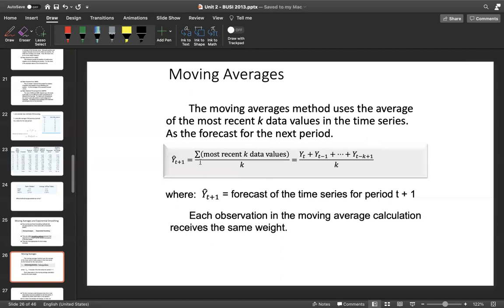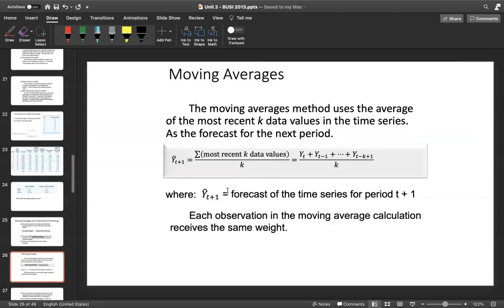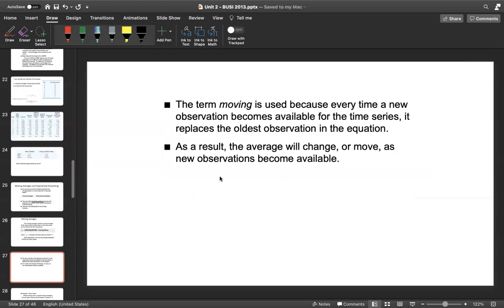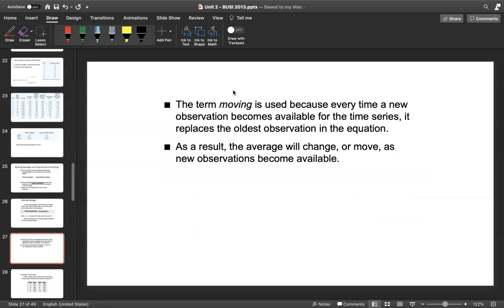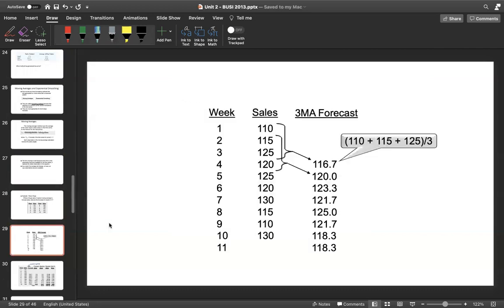So don't worry about this formula. If you understand what the method is, it would be much easier. The formula is just to confirm what we are talking about. But if you understand the method, it would be much easier, trust me. The term moving is used because every time a new observation becomes available for the time series, it replaces the oldest observation in the equation. Let me just go over one example. Maybe that clarifies the whole method a little better.